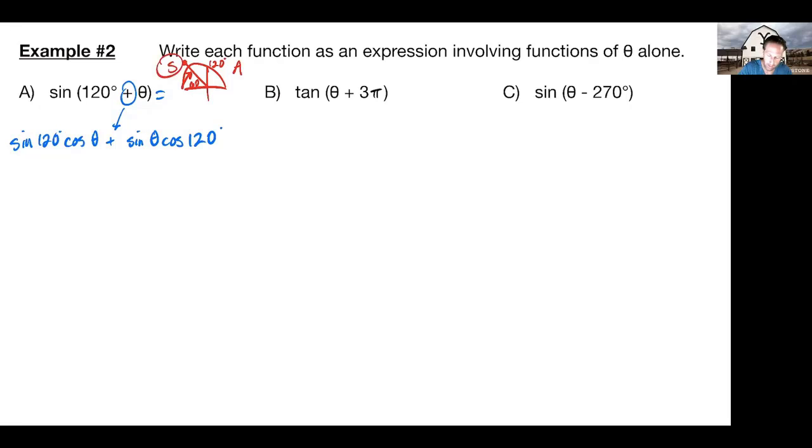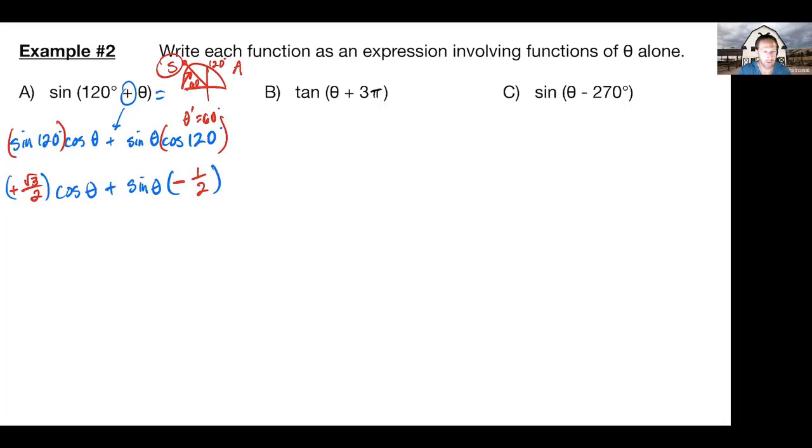And so now I will evaluate to get root 3 over 2 for the sine of 120, and the cosine, which again our reference angle is 60 degrees there, would be the 1/2. Just don't lose the negative, because we're in quadrant 2, because we're actually evaluating 120. All right?